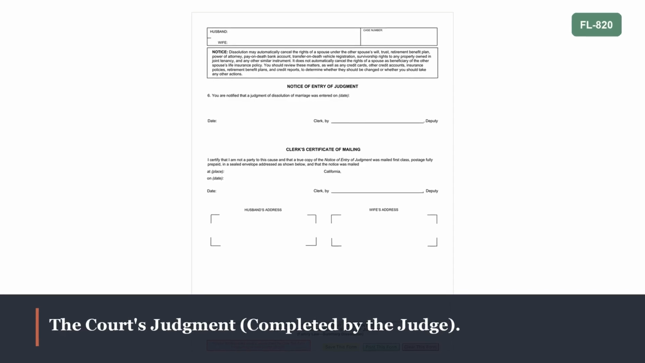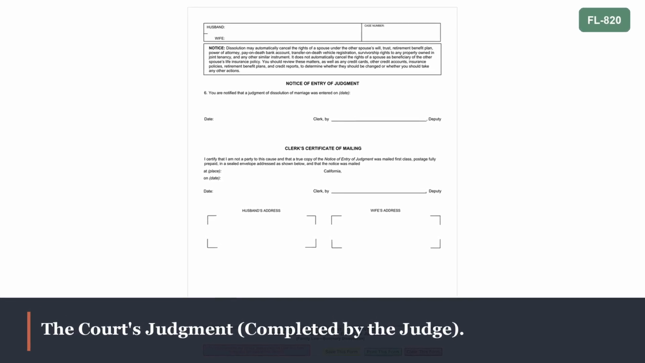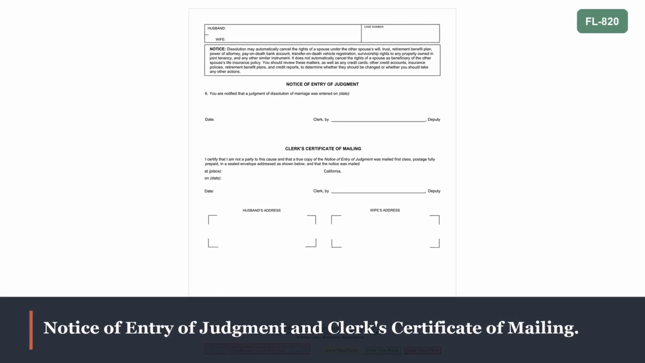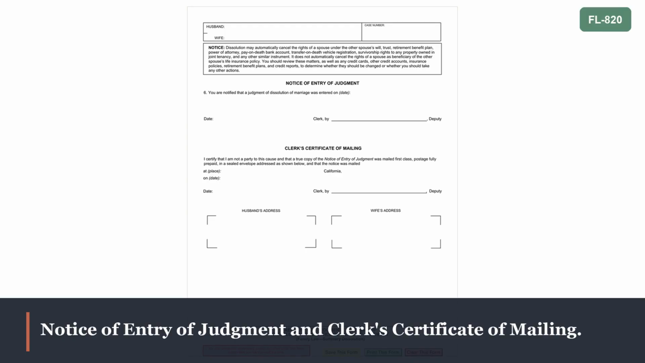The court's judgment, completed by the judge. This section is completed by the judicial officer. It orders that a judgment of dissolution of marriage be entered and that the parties are restored to the status of unmarried persons. It includes checkboxes for a nunc pro tunc entry date and for restoring either spouse's former name, and confirms that husband and wife must comply with any agreement attached to the petition. Notice of entry of judgment and clerk's certificate of mailing. On page 2, the clerk fills in the date the judgment of dissolution of marriage was entered and certifies that a copy was mailed first class to both husband and wife at the addresses listed on the form.